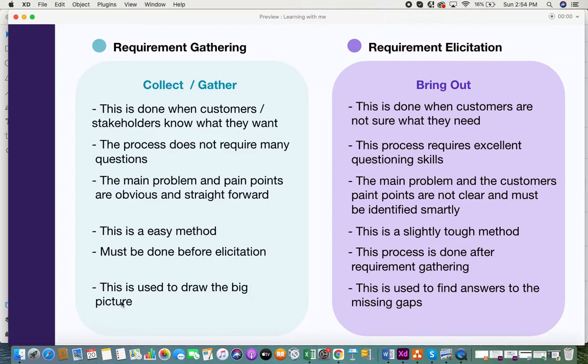The next difference is, this is used to draw the big picture. As I said, to get the big picture, you first gather all the requirements that come to hand, after which you find the missing gaps, and then you go to requirement elicitation to drill down and ask questions so that you're able to fix those particular loopholes. So that is what requirement elicitation actually helps you to solve.